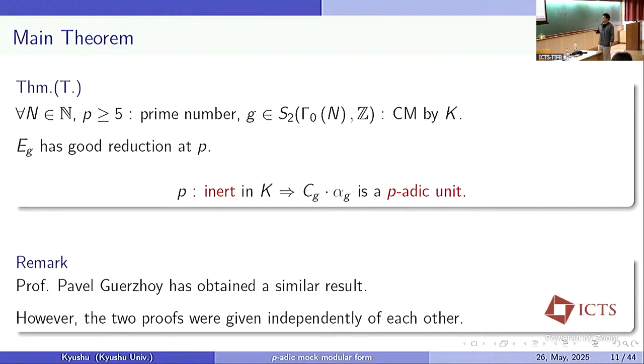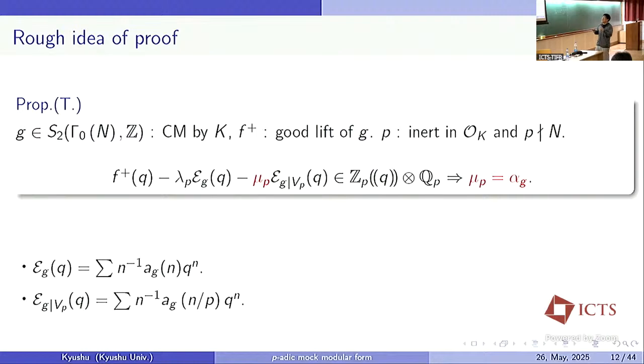Next, I explain the rough idea of the proof. First, I give a new characterization of the p-adic number alpha Z. Let Z be in S_2 Gamma_0(n) with CM by K, and f plus be the good lift of Z. And let p be a prime that is inert in O_K, and p does not divide n. If f plus q minus lambda p epsilon Z q minus mu p epsilon Z V_p q is in Z_p q tensor Q_p, then mu p is equal to alpha Z. This is a new characterization of alpha Z, where epsilon Z and epsilon Z V_p are defined by this formula.